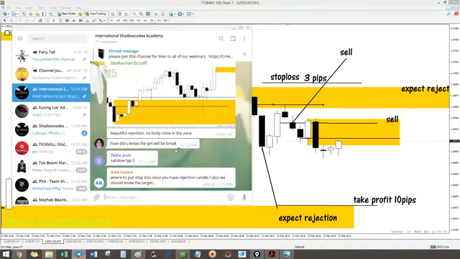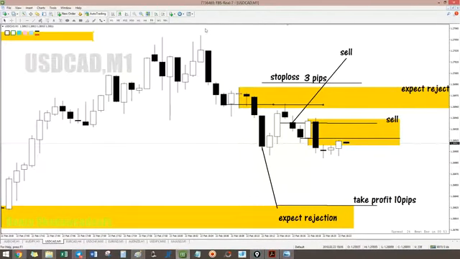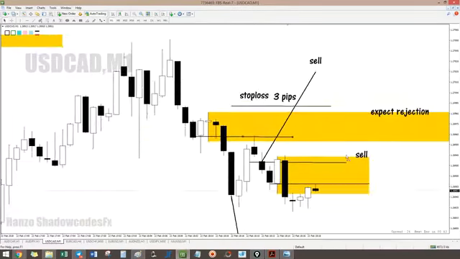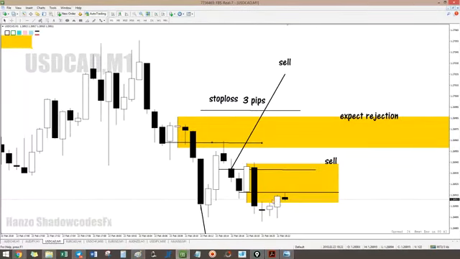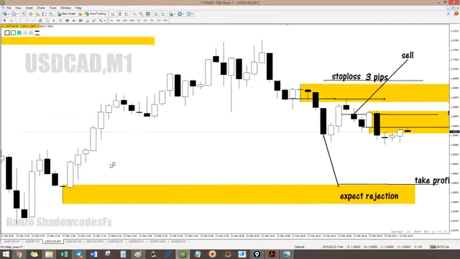Is there any other question? I got 6 people watching my trade and waiting for my SL, stop loss. Right, got no rejection. Look, this is not a good rejection because price over here, price closed inside of this zone. Okay, price closed inside of this zone.